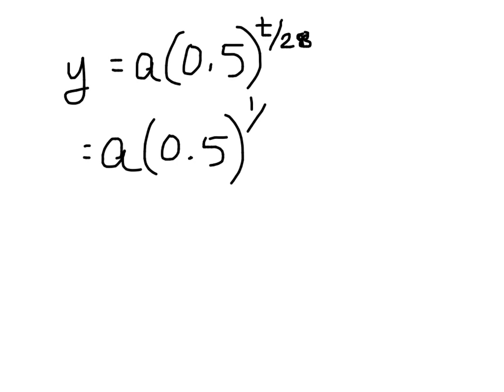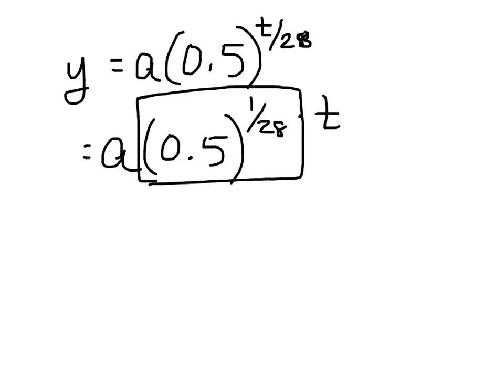0.5, 1/28 times t. What you do is you rewrite it as a fraction times the t. Okay? So whatever the bottom is, stays on the bottom. All right? So whatever that number is on the bottom needs to be on the bottom. Okay? Now, here's what I want you to do next. With your calculator, somebody take 0.5 raised to the 1/28th power.